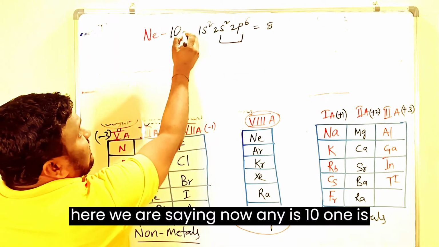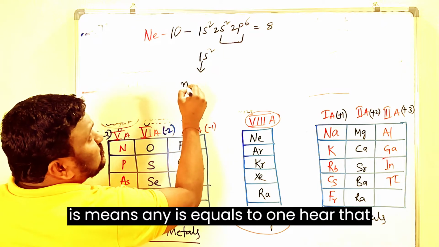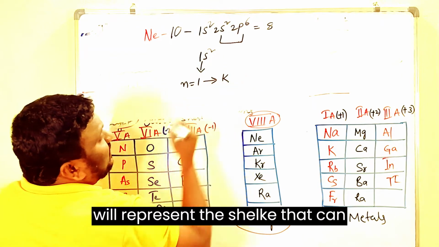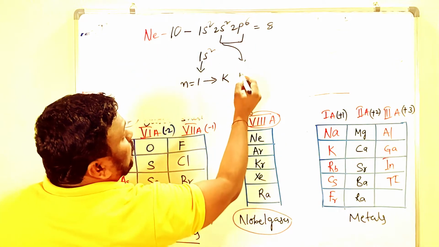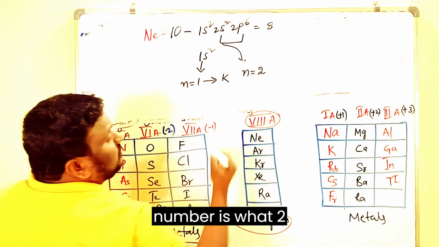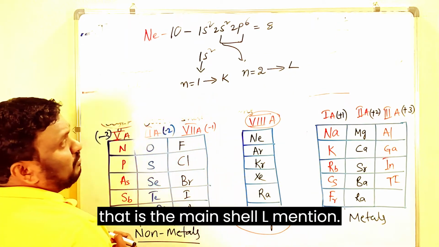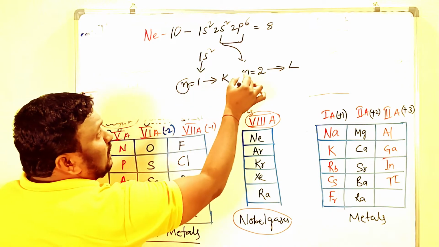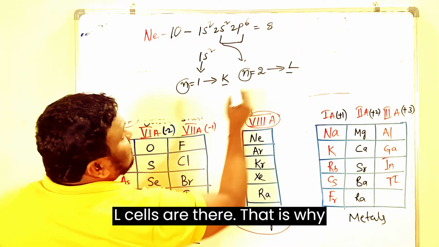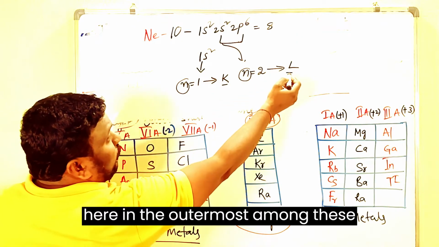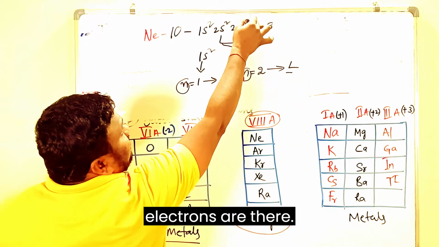Why? Because here Ne is 10, 1s2. 1s2 means n equals 1, which represents the shell K. Now we have 2s2 and 2p6, which means the principal quantum number is 2, and that is the L main shell. All of you know the principal quantum number always explains the main shells. So now we have K and L shells. Among these two, which is the outermost shell? L is the outermost shell. In that, how many electrons are there?